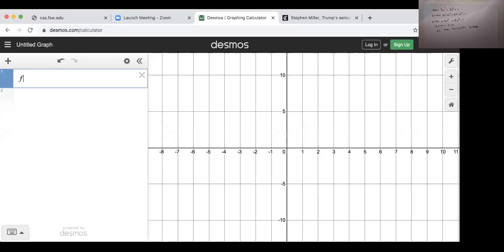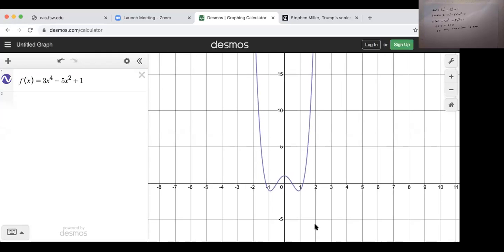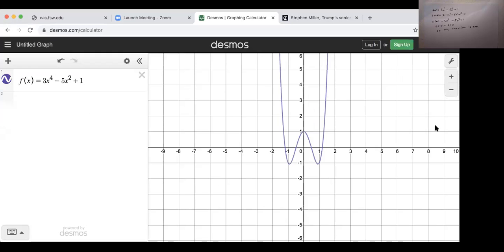So we've got f of x equals 3x to the 4th minus 5x squared plus 1. And sure enough, you can see that it is symmetric with respect to the y-axis. F of negative 1 is the same as f of 1. Right? F of a half is the same as f of negative a half. So indeed, symmetric with respect to the y-axis, that is an even function.